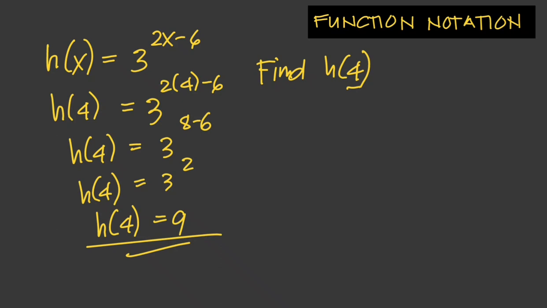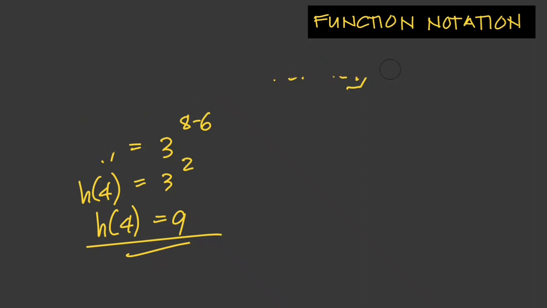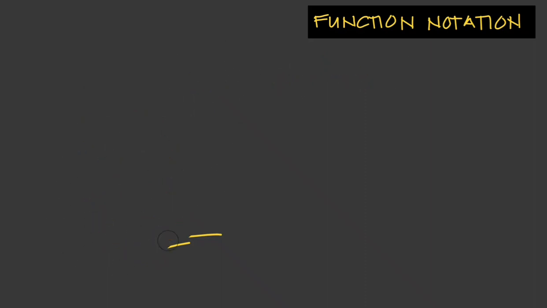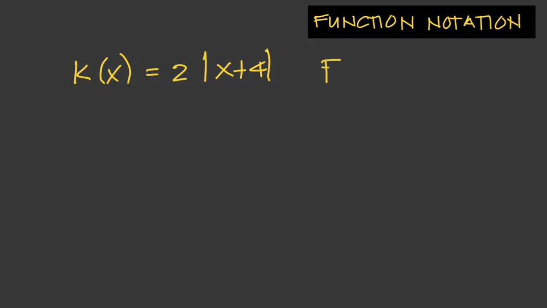Okay, another example. Say we're given k of x is equal to 2 times the absolute value of x plus 4, then we find k of negative 7. Again, we substitute negative 7 for x in the function.